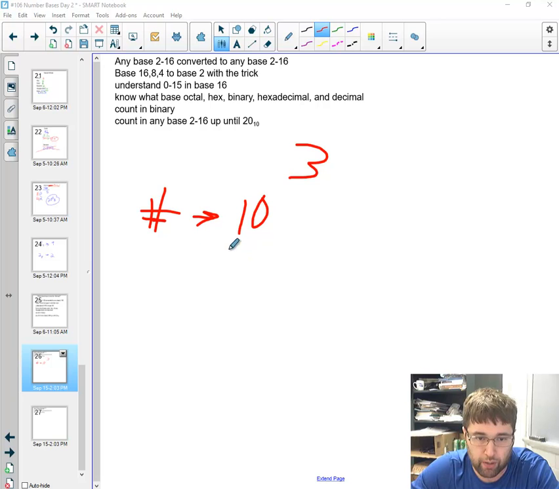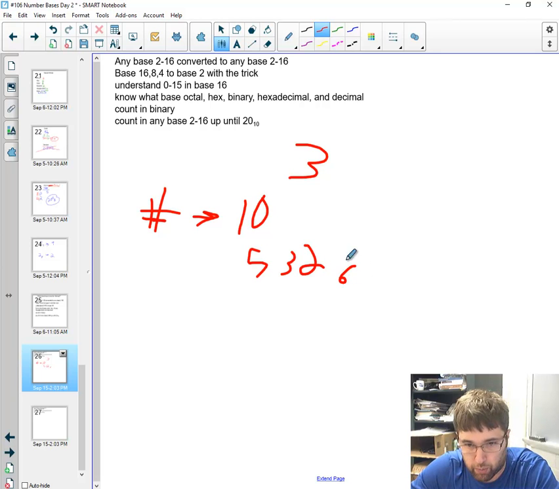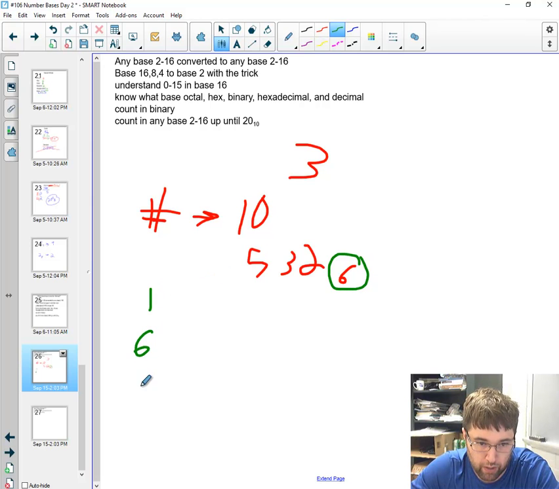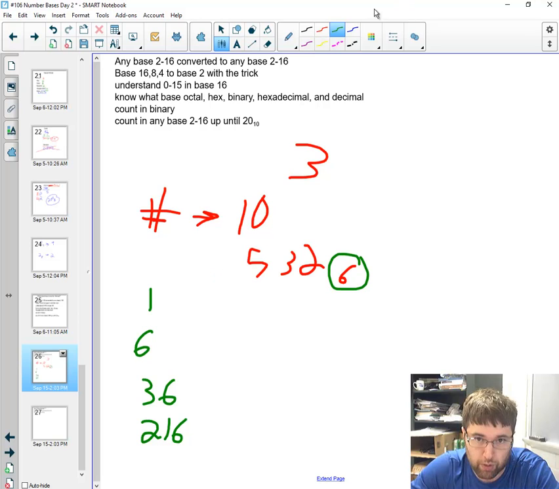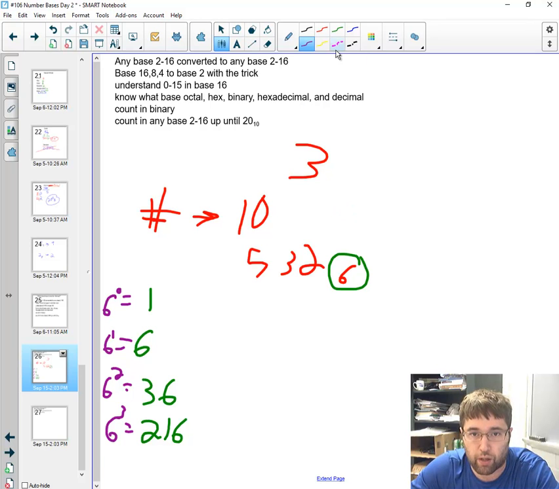What we need to do is say, okay, we have the number 532 base 6. It doesn't matter what this base is, but what matters is this number creates these numbers over here: 1, 6, 36, and then 36 times 6, which is 216. That's how we got those numbers: 6 to the 0, 6 to the 1, 6 to the 2, and 6 to the 3.